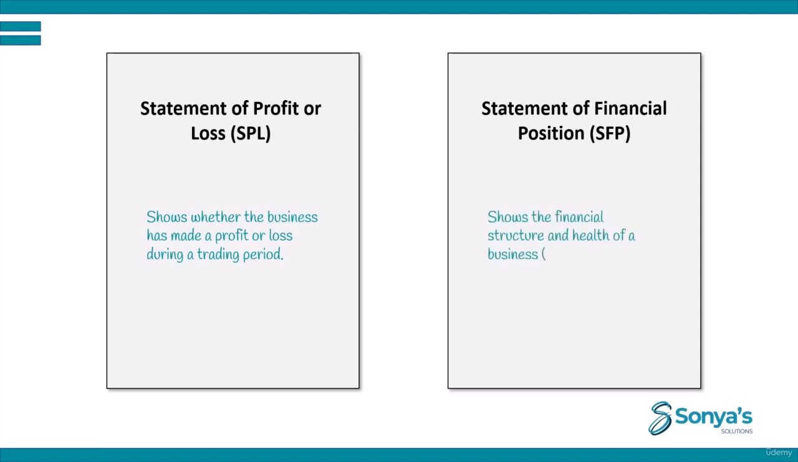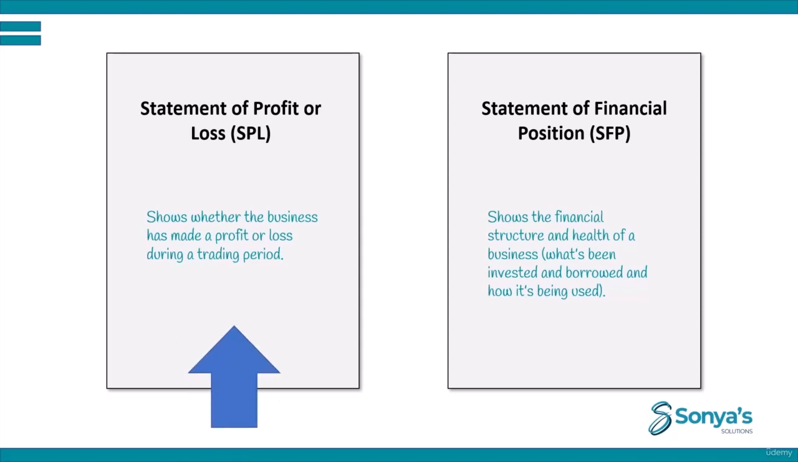The statement of financial position shows the financial structure and health of a business at a certain point in time, what's been invested and borrowed, and how it's been used. Both of these financial statements are connected to the double entry bookkeeping system. In this lesson, we are going to focus on learning about the statement of profit or loss.